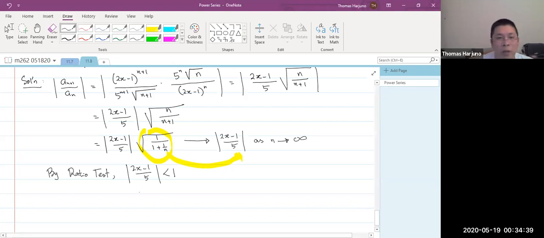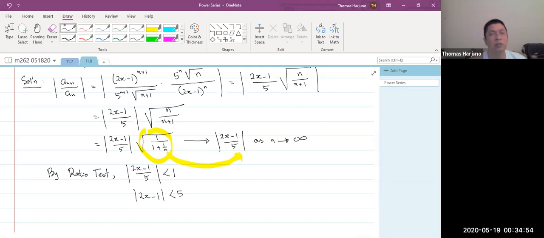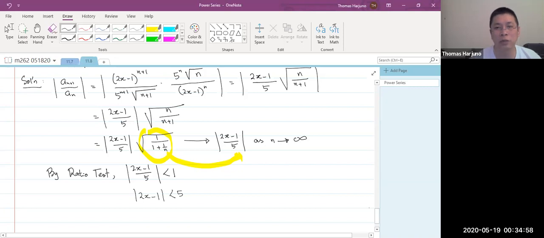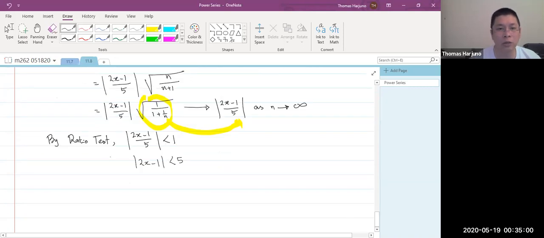Okay, which implies absolute of 2x minus 1 is less than 5, right? But we are not done yet though. This power series is not centered at 1. It's actually centered at, you need to divide this by 2 further. It has to be x plus or minus something.